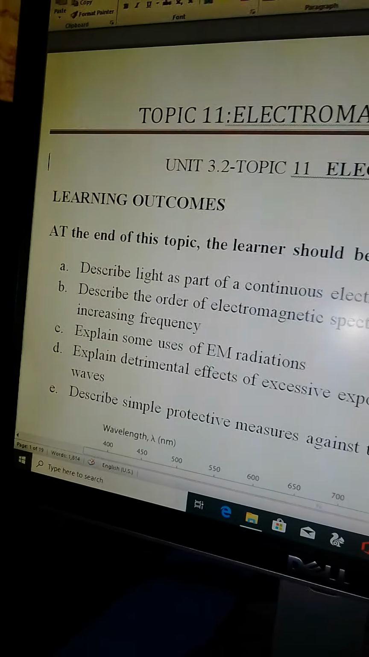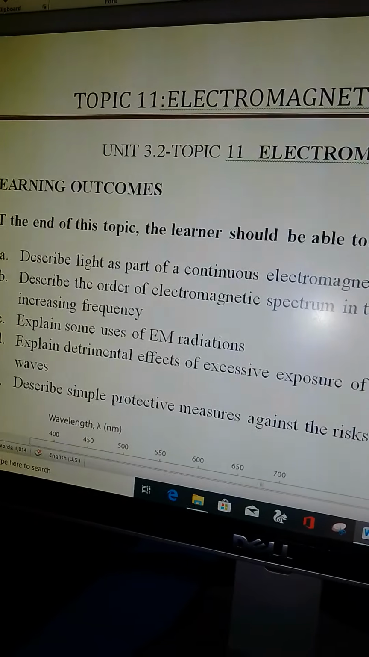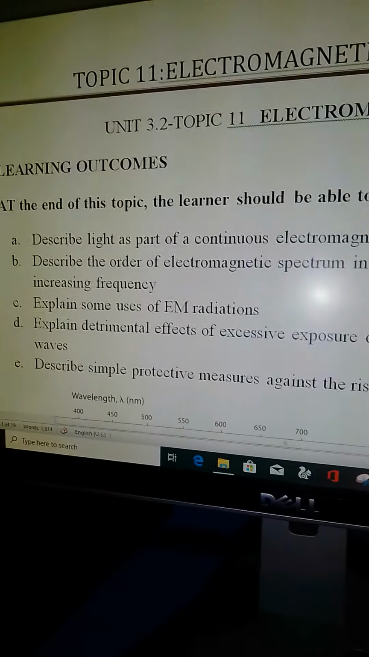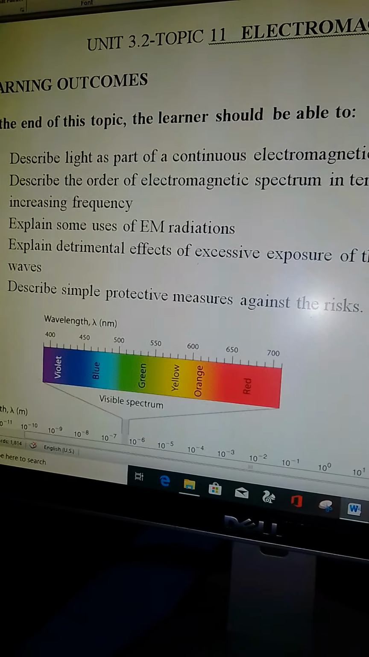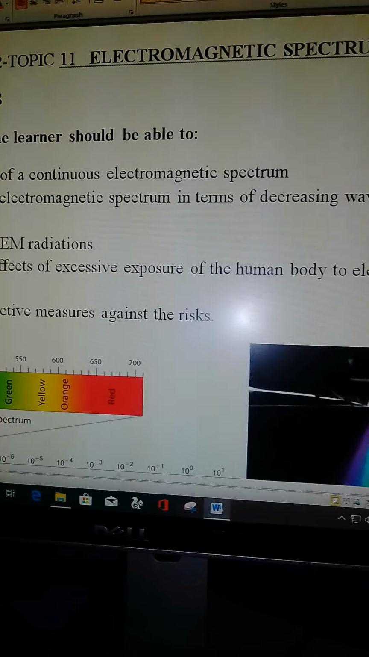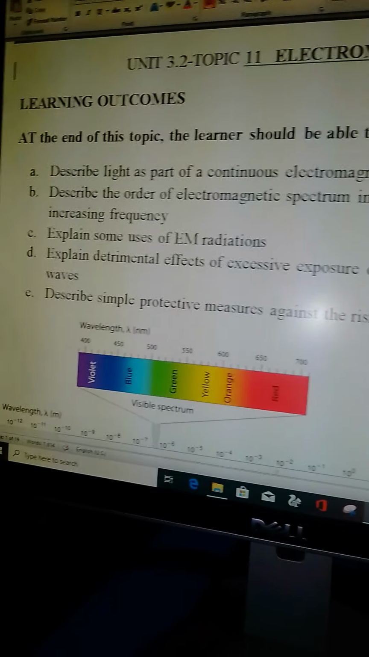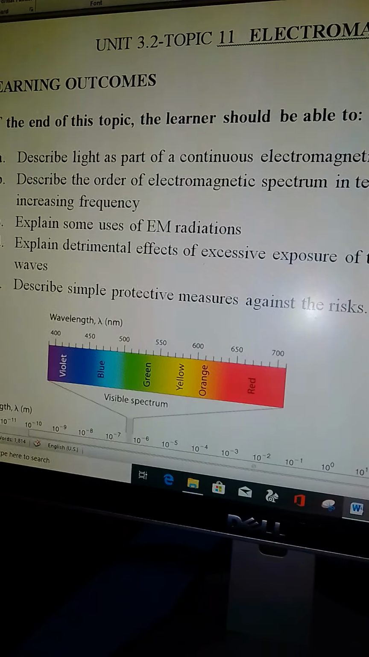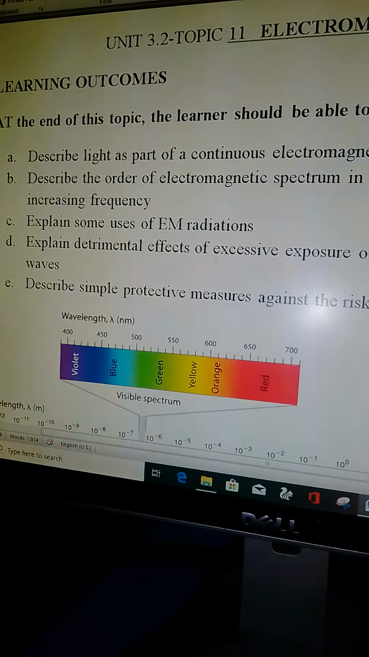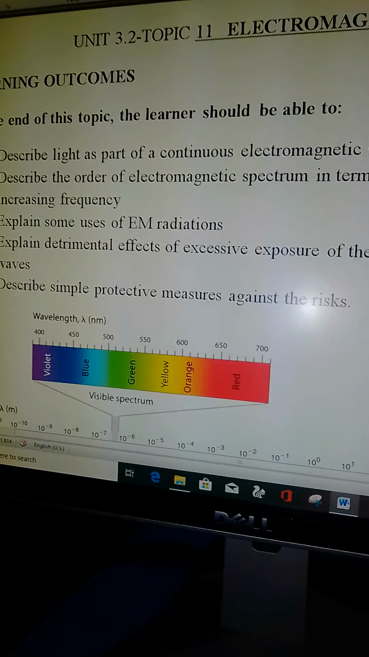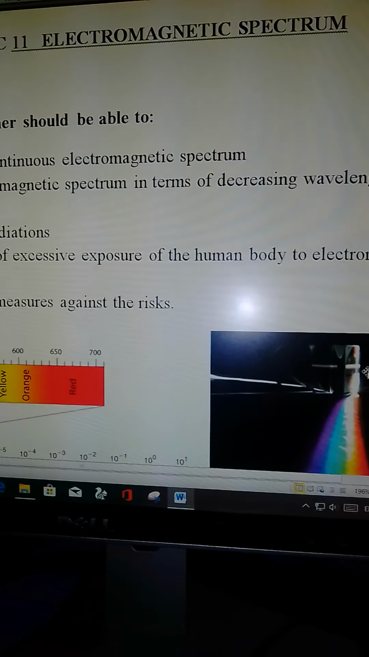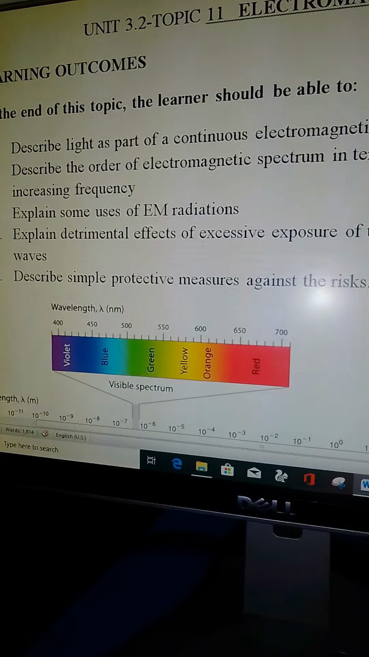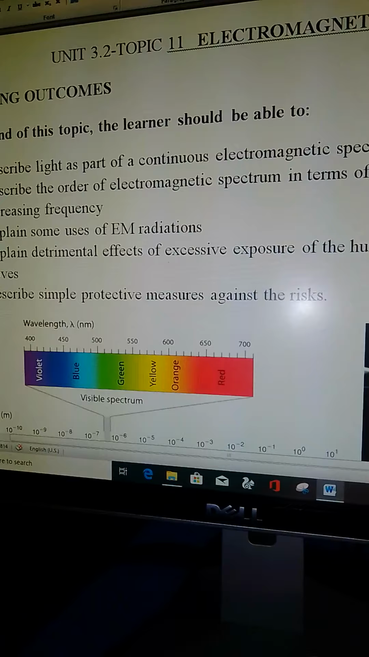Our learning outcomes will be: description of how light is part of a continuous electromagnetic spectrum; description of the order of the electromagnetic spectrum in terms of decreasing wavelength and increasing frequency; explaining some uses of EM radiations; explaining detrimental effects of excessive exposure of the human body to electromagnetic waves; and description of simple protective measures against the risks.